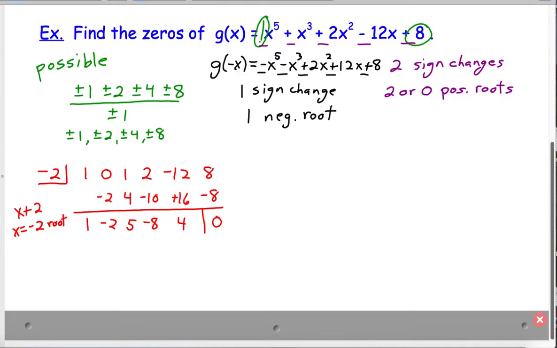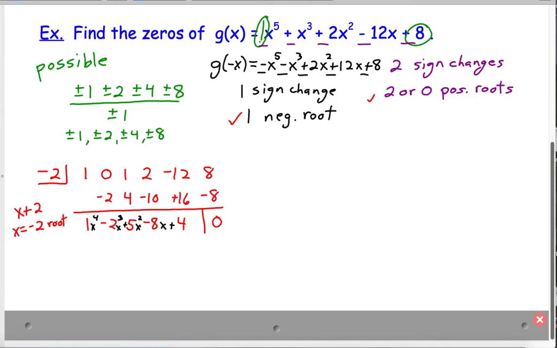All right, so what do I have left? Well, from there, I've got 1x to the 4th minus 2x cubed plus 5x squared minus 8x plus 4. So now I need to work with that. So I know that I've got one negative root. So that's taken care of. I also know that I have 2 or 0 positive roots. So let's try a positive one. I could do 1 or 2 or 4 or 8.